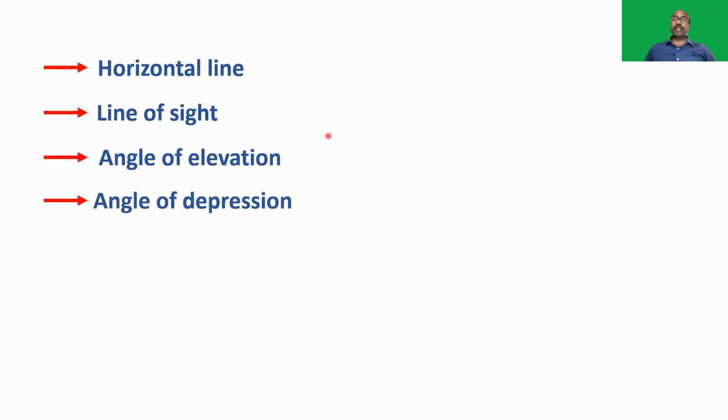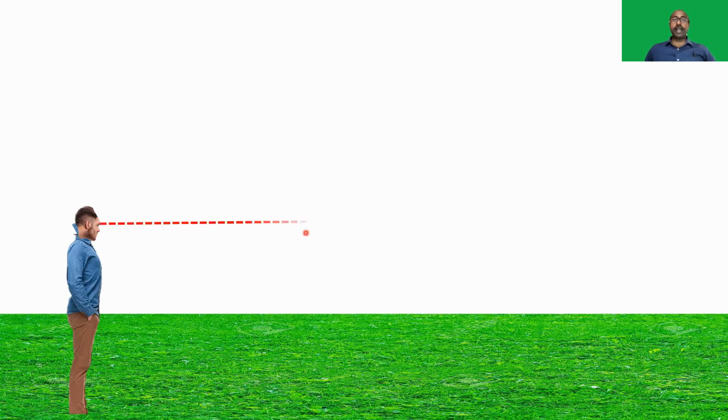So first of all, what is horizontal line? We know the meaning of horizontal line, but how can we use it in this chapter? That's the important thing. So it's a beautiful lawn. On this lawn, a person stands and he is looking straight. When he is looking straight, the path in which he sees is called the horizontal line, like this. So this is called horizontal line.